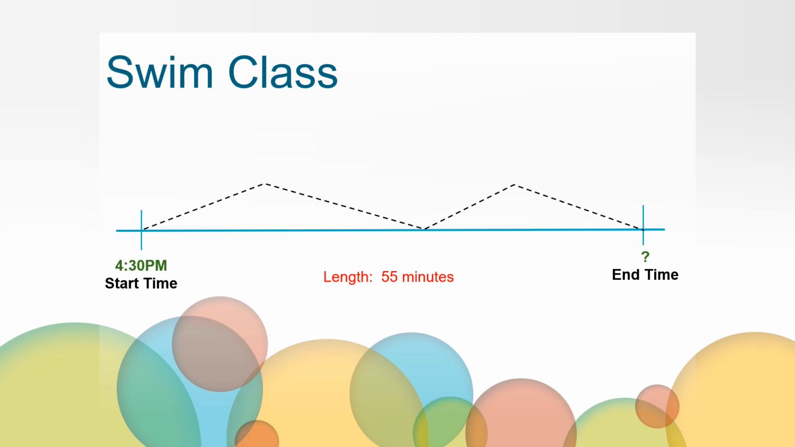We know that swim class starts at 4:30 and has a length of 55 minutes. First, I could jump forward 30 minutes to get to 5 o'clock. If the total class length is 55 minutes and we've used 30 minutes, we have 25 minutes left. So going forward another 25 minutes makes my end time 5:25 p.m.